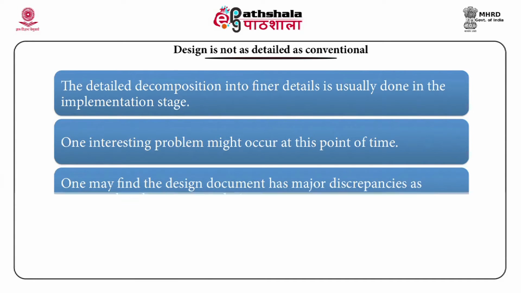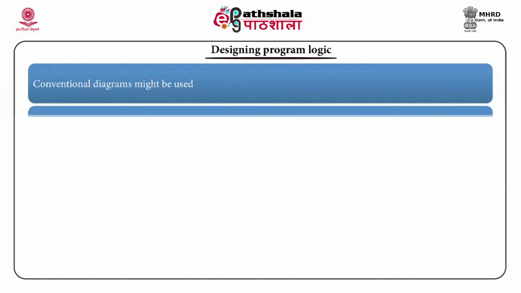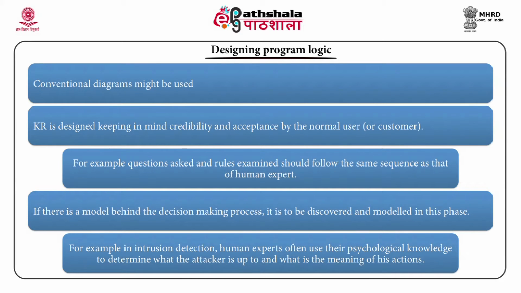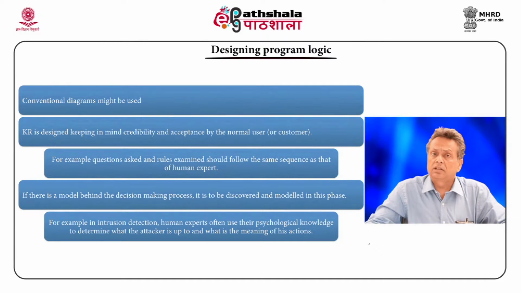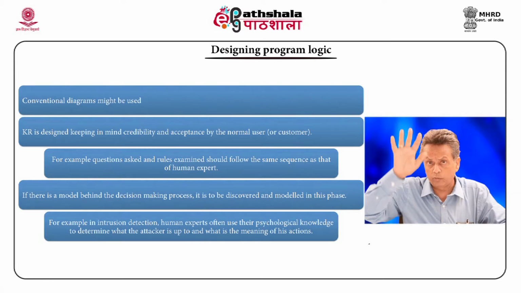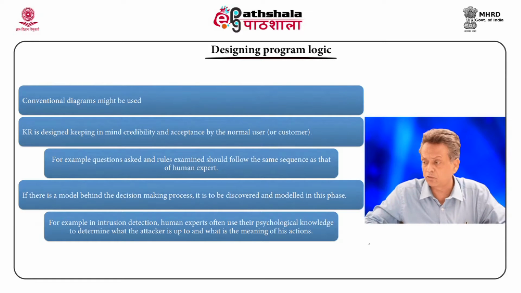Detailed documentation is also very critical here, because things are decided, things are processed, and not only that, they also need to change more frequently than in conventional systems. So that's the reason why documentation is very critical. For designing problem logic, conventional diagrams are used in many cases, and they are absolutely fine. Knowledge representation scheme also is to be provided in big detail, with a clear idea about how the knowledge is represented and how it is inferred, and so on and so forth.